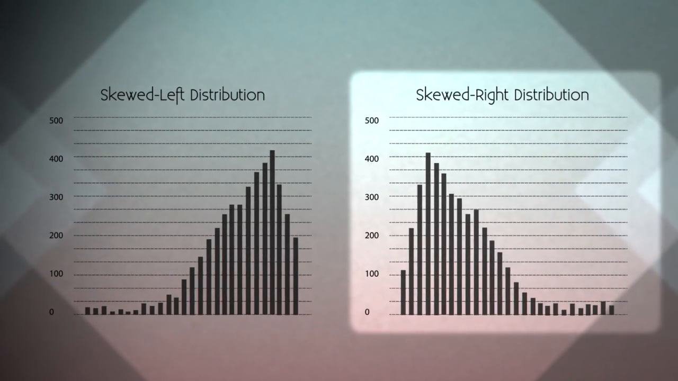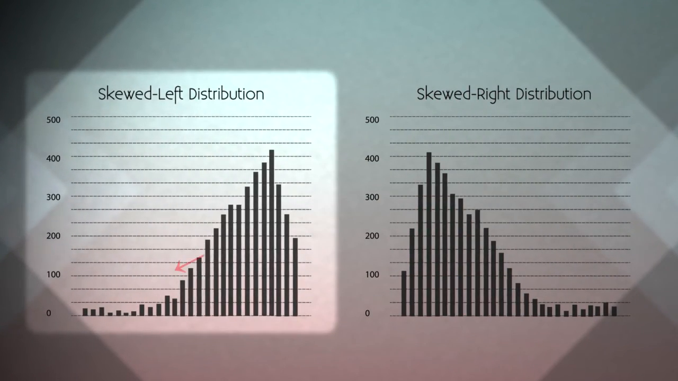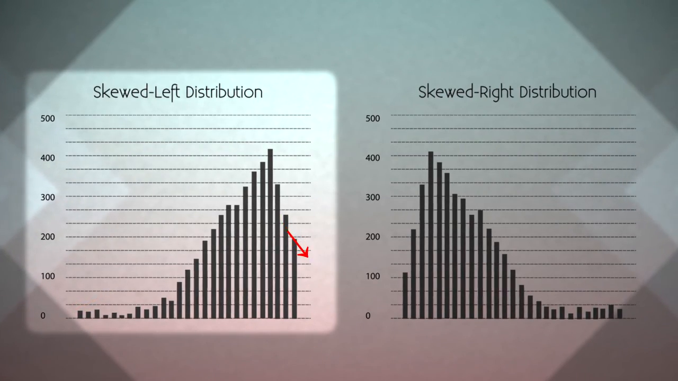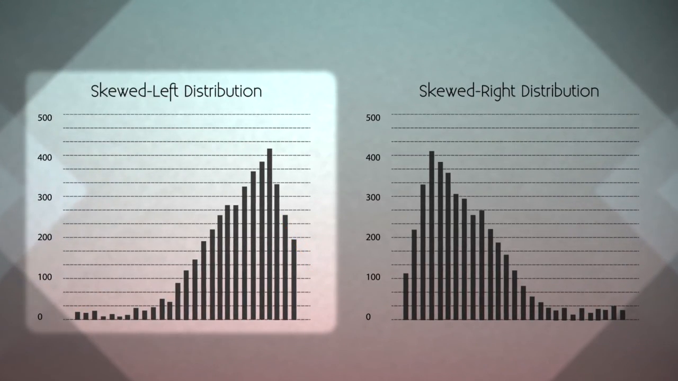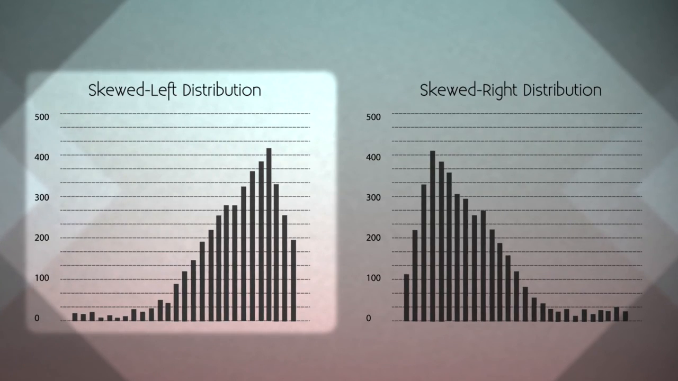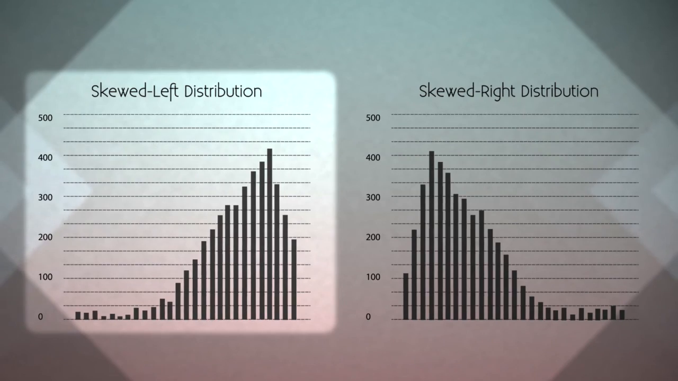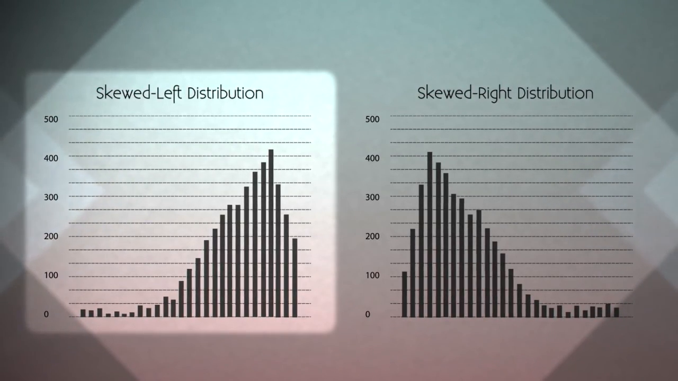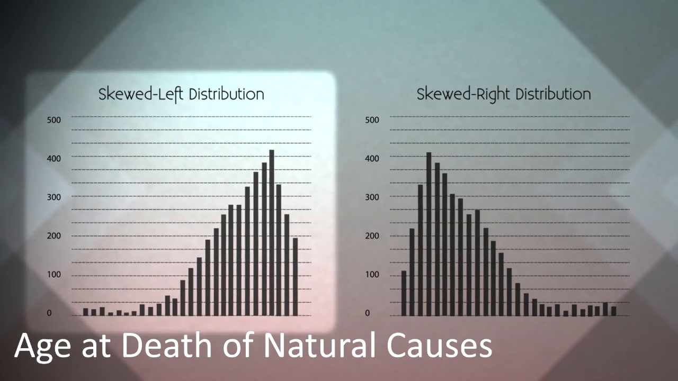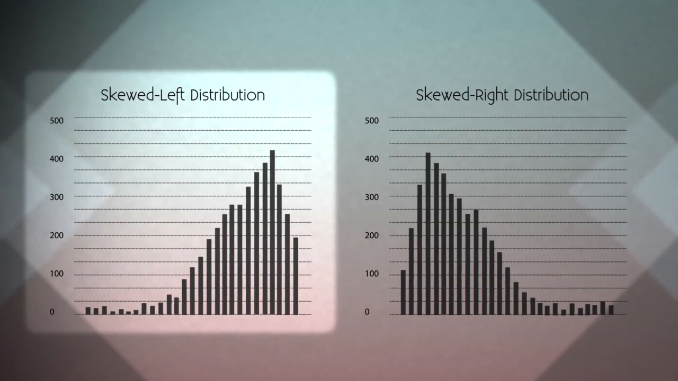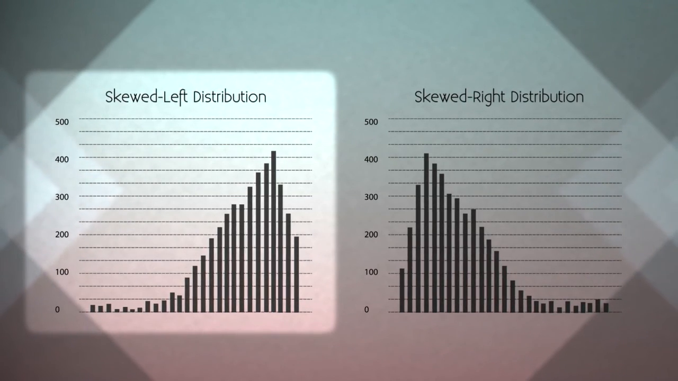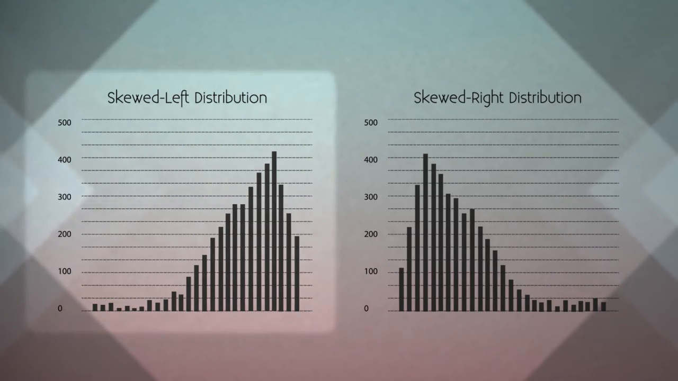A distribution is called skewed left if the left tail, or smaller values, is much longer than the right tail, or larger values. Note that in a skewed left distribution, the bulk of the observations are medium to large, with a few observations that are much smaller than the rest. An example of a real-life variable that has a skewed left distribution is age of death from natural causes. Most deaths from natural causes happen at older ages, with fewer cases happening at younger ages.